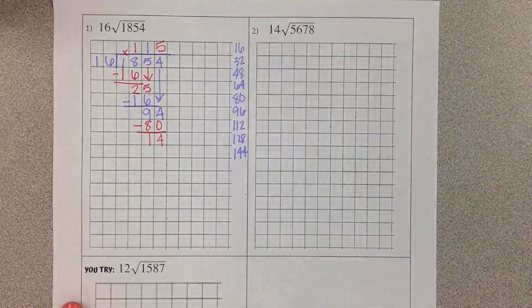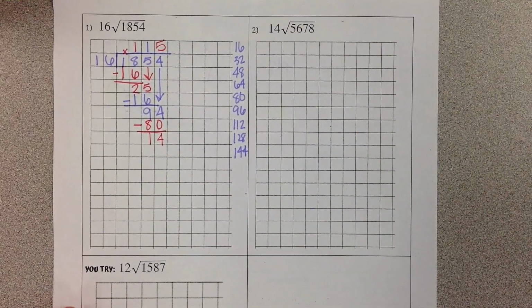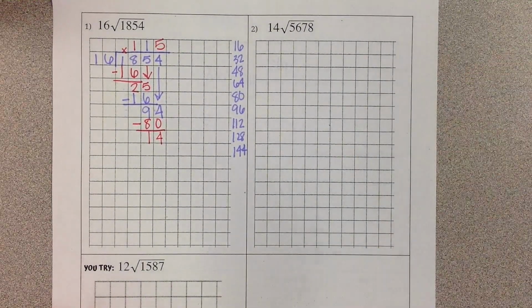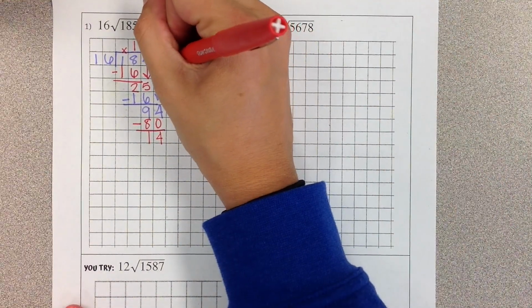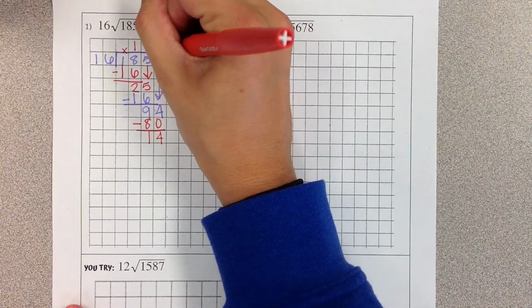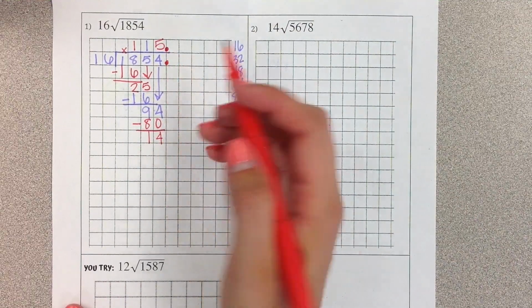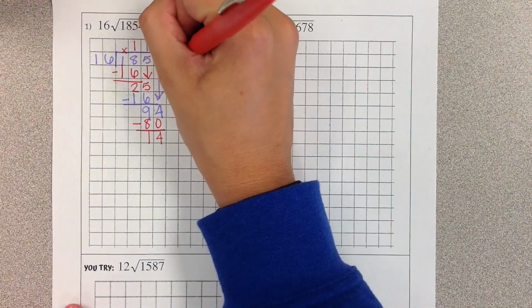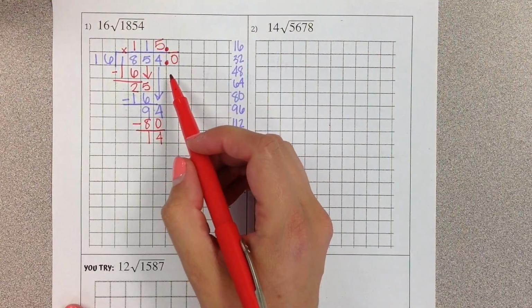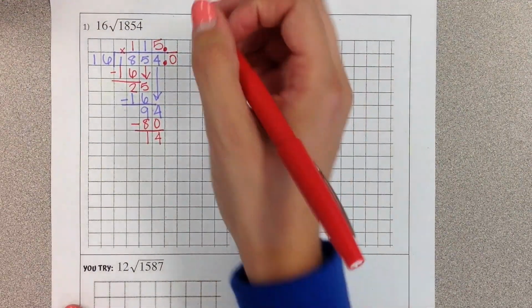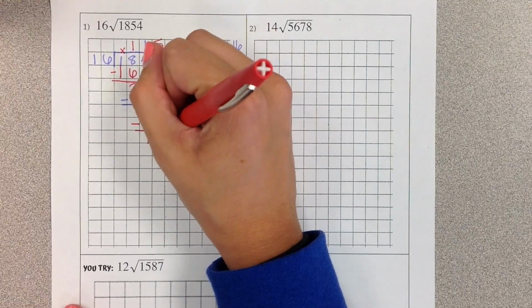Last step is to bring down, but we don't have anything to bring down. So instead of going to a remainder, we're actually going to divide to a decimal. We're going to add a decimal point at the end of our dividend and at the end of our quotient. And then I'm going to add a 0 at the end of our dividend, because adding a 0 there doesn't change the value. So now I have a number to bring down.